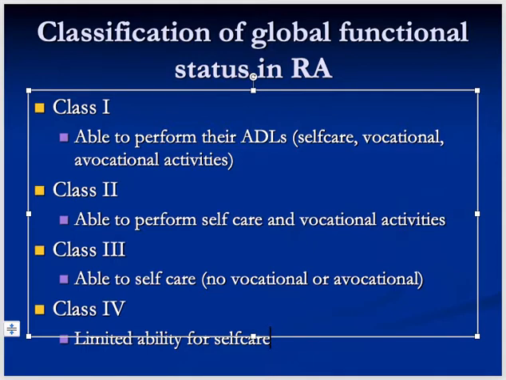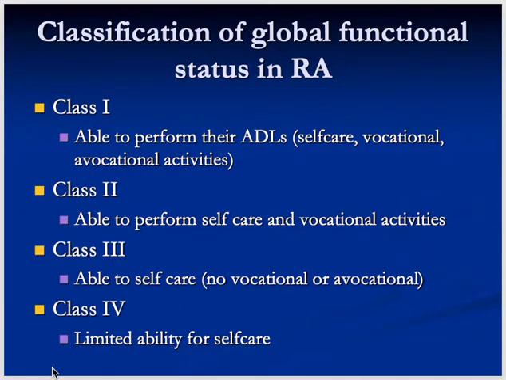What is vocational? Vocational activity is something someone is trained to do, and avocational is something someone is not trained to do. For example, you can open your door every day, so you can do that. But if you have to go outside and perform some other duty, like driving, maybe you cannot perform it. That is the difference between vocational and avocational activities.